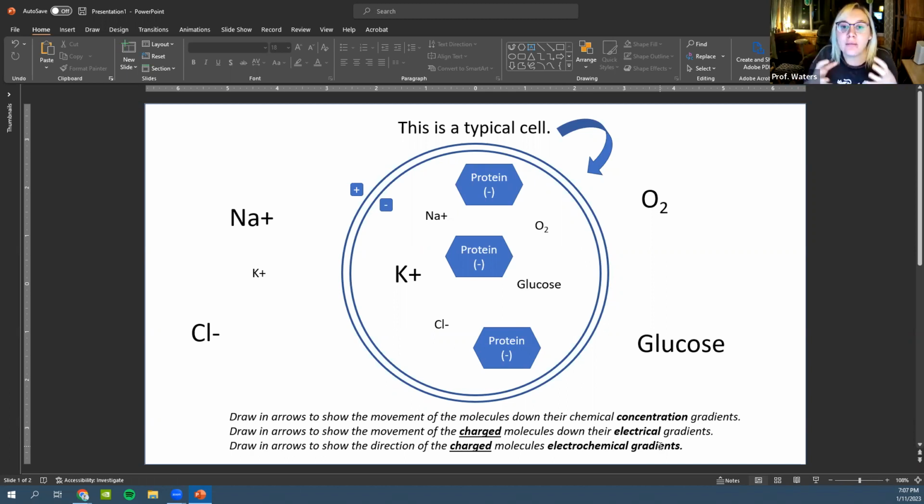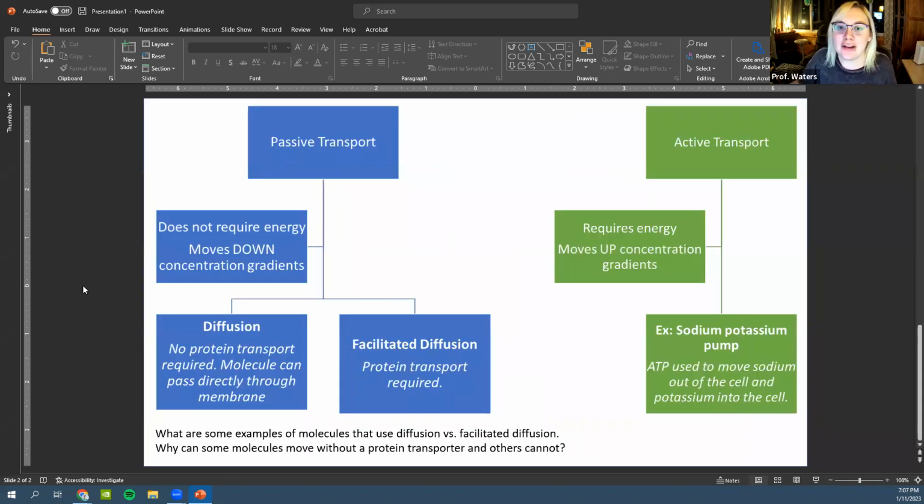And then from there, we can do our second little activity I wrote up for you tonight, the difference between passive and active transport. I wrote this little flow chart to help you see the differences, that passive does not require energy. We're moving down our concentration gradients, and we have diffusion and facilitated diffusion. I want you to think of some examples of molecules that use diffusion and facilitated diffusion. You can use this to fill out your table for question 2.